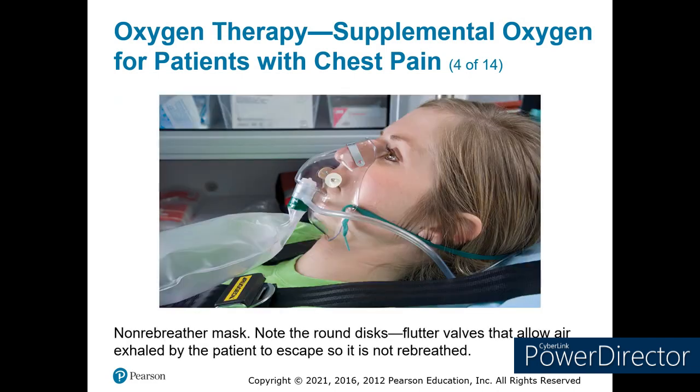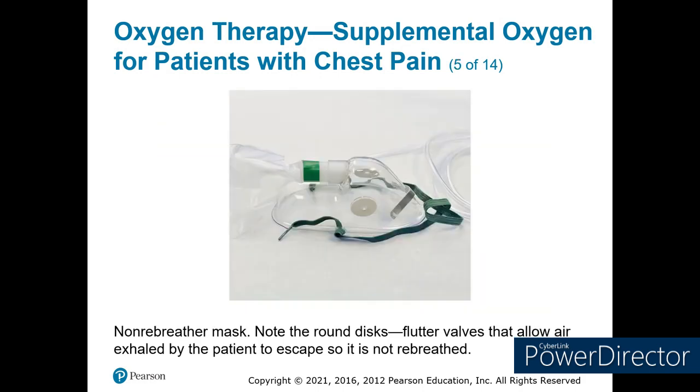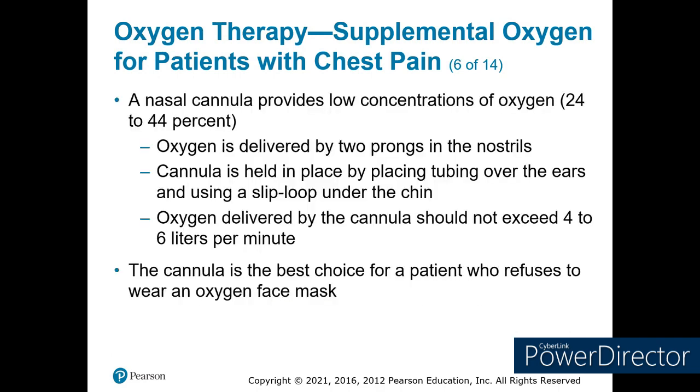So what it looks like, that little tab on the nose squeezes down, gives you a nice tight seal. You've got the elastic straps that go around the head, and you pull that out so it's nice and tight, and you let them breathe through it. Notice it's clear so that you can see everything that's going on around the mouth. If they vomit, you can take it off. Note the little disc on the side. Those are the flutter valves, so when they exhale, it goes out and they don't have to rebreathe it.